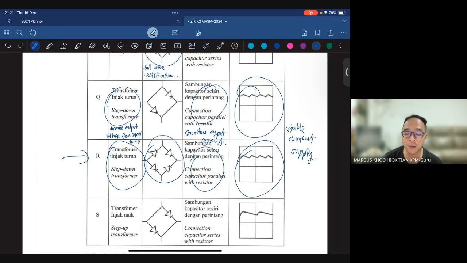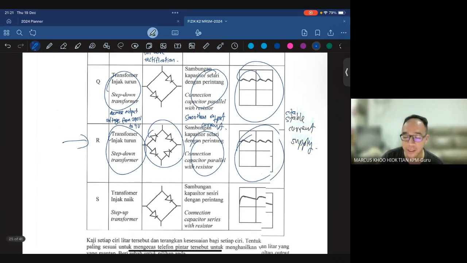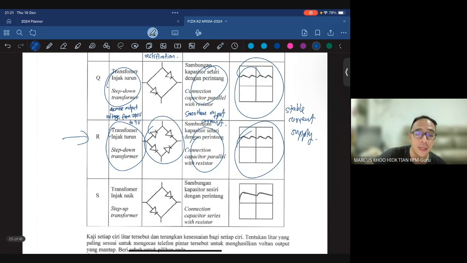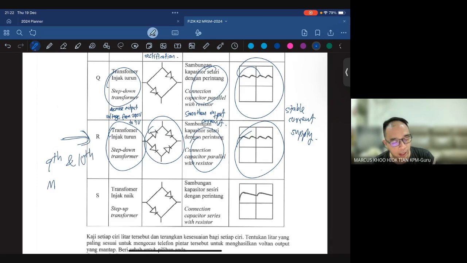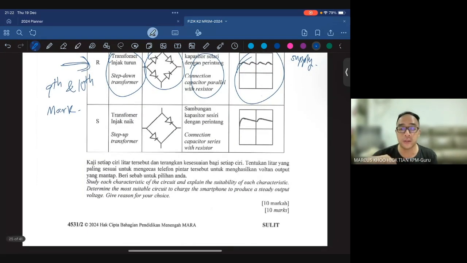So please thank God for the creation of the capacitor. The capacitor really helps us to stabilize our current. So you get stable current supply, stable potential difference. I think that's not so bad also. But don't talk about full wave rectification, because it's already smoothened. So the best choice is R, and as I always say, please don't forget your 9th and your 10th mark in the table. Make sure you complete the table before you do this one.